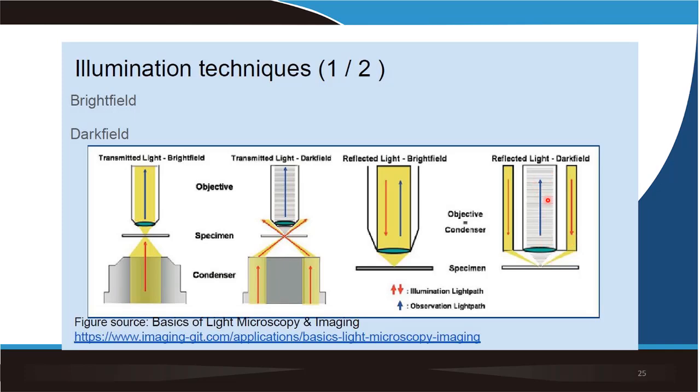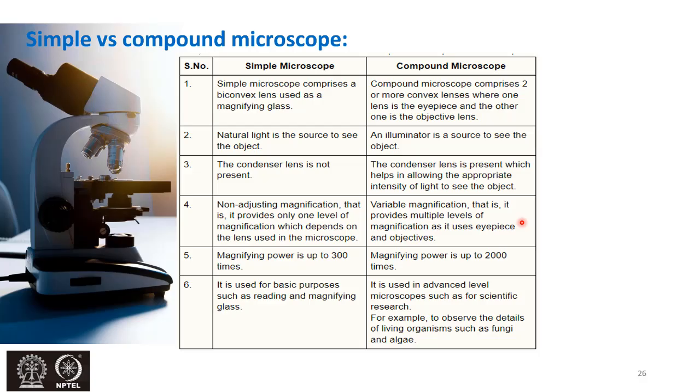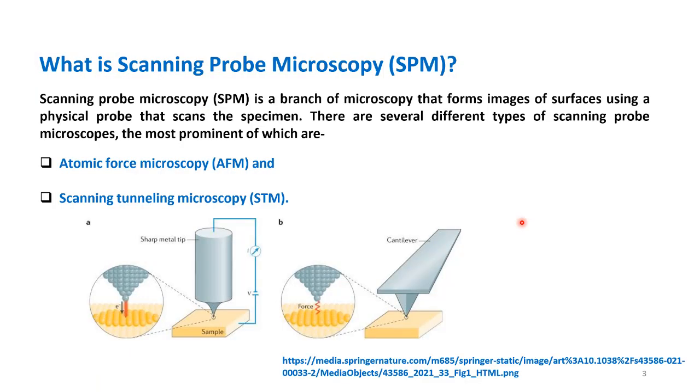So that is the difference basically if it is a transmitted type. Here we have objective and condenser both. If it is a reflected type, we have an objective which is equal to the condenser. That means we only have one objective, one lens here, and depending upon our requirement, we have bright field and dark field arrangements. Then again, the basic difference I already told you, so I'll be skipping this part.